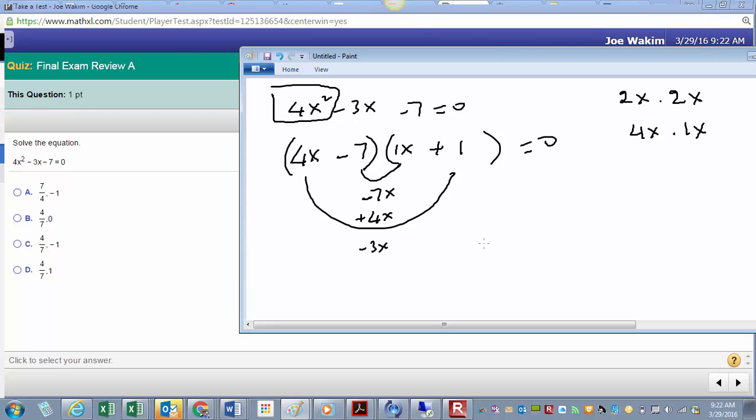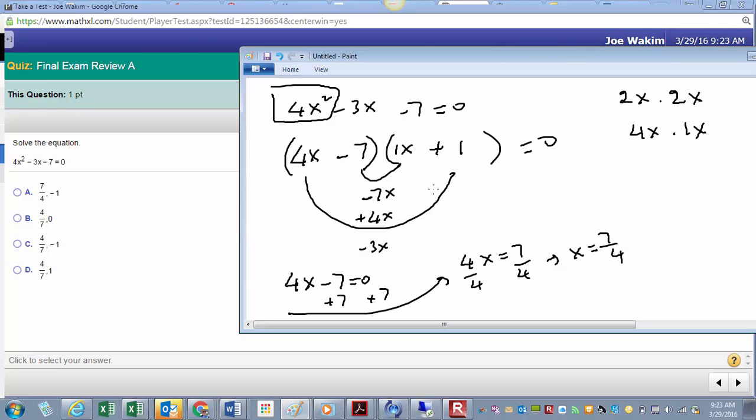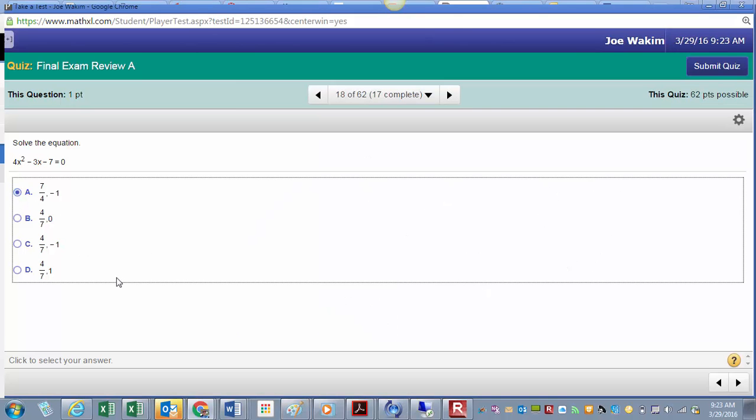And I'm done. Now, multiplying 2 numbers equal to 0, the only time you multiply 2 numbers and you get a 0 is if one of the numbers should be 0. So if 4x minus 7 equals 0, add 7, and then divide by 4. So x would be 7 over 4. If x plus 1 equals 0, then subtract 1 from both sides. X would be negative 1. So 7 over 4 and negative 1, that's A. 7 over 4, negative 1 is the answer.